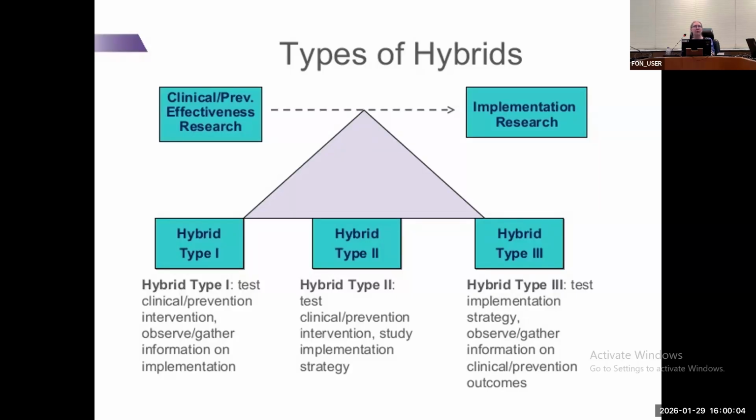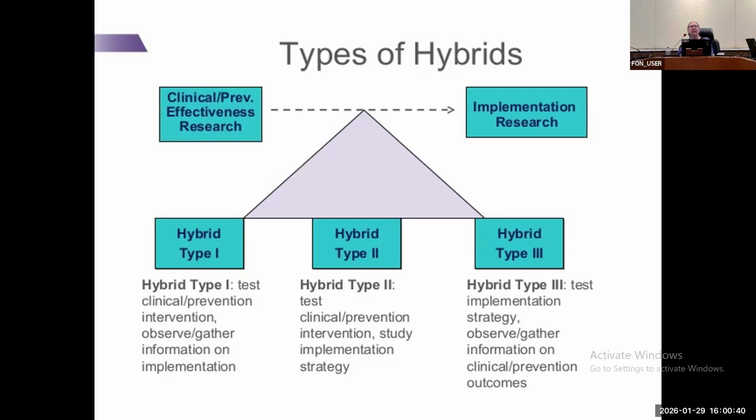Hybrid 2 is 50-50, if you want to think about it. 50% is effectiveness research, 50% is implementation research. So your aims are equal weight. 50% of your effort is going to be, does this work in real-world settings? Is there effectiveness of this implementation in real-life settings? And 50% of your focus is, how do I implement this in clinical settings?